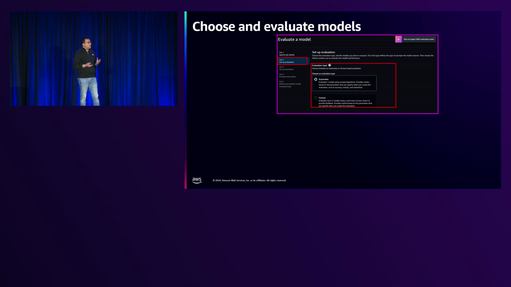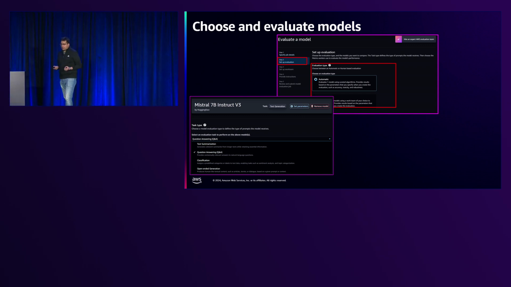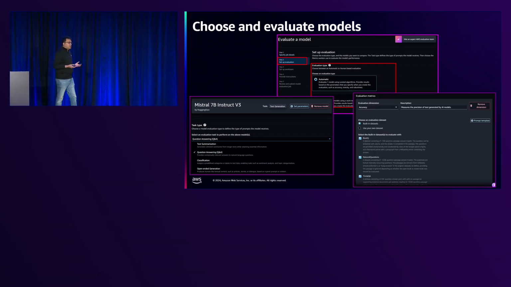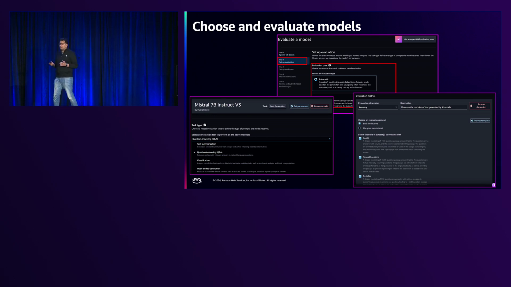You can choose to set up an automatic evaluation, in which case you can pick the task for which you want to evaluate the model. For example, a question answering task, a text generation task, or an open-ended text generation. You can choose the task and then choose the dimension on which you want to evaluate the model, like accuracy, and choose one of the built-in prompt datasets to fire up an evaluation job. The job gives you an evaluation score, using which you can come up with a set of model candidates which are performing reasonably well for the use case.